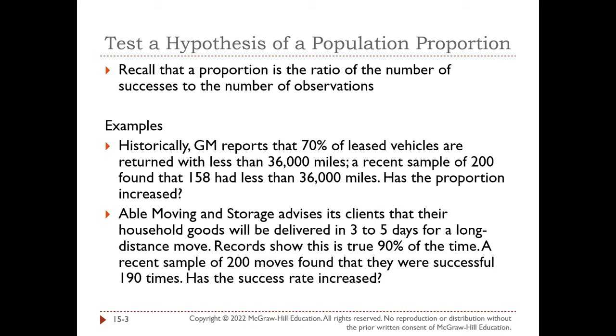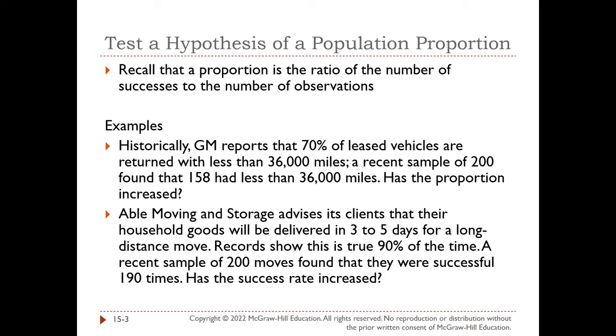So, examples that we can use. Historically, GM reports that 70% of leased vehicles are returned with less than 36,000 miles on them. A recent sample of 200 found that 158 had less than this amount. Has the proportion increased? We're going to check.